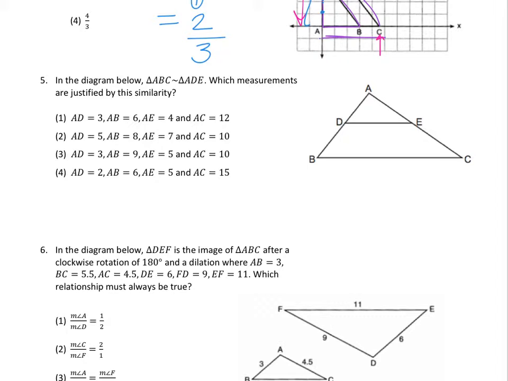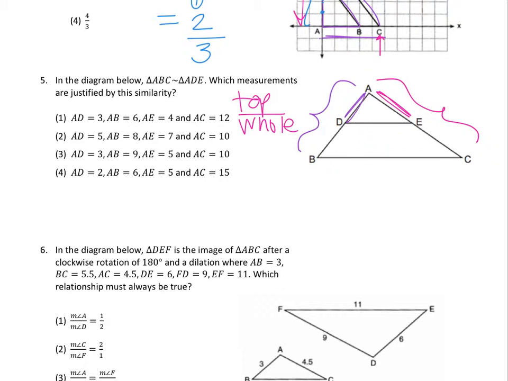Alright, number 5 says that we have two triangles that are similar, and it says which measurements are justified by this similarity. So it looks like every single time they are giving us AD, this top piece, over AB, this whole piece. Then they give us AE top and AC whole. So it looks like we're thinking about top over whole here. So what we have to do in order to see which one is true is take these, set them up in proportions, and see if they are in fact equal.